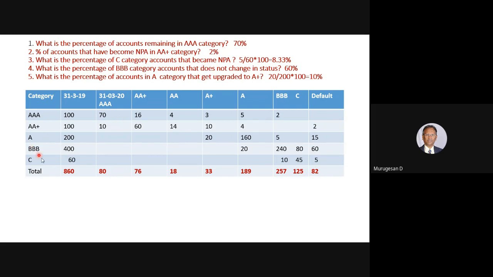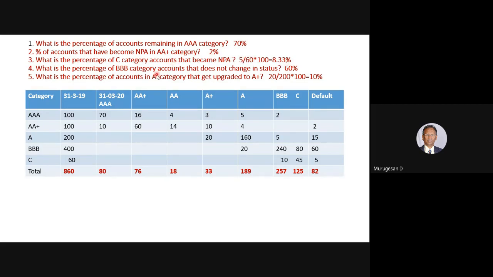Third, what percentage of C category accounts have become NPA? C category, 60 was originally last year, and 5 have become NPA. So 5 divided by 60 into 100, 8.33% of C category accounts have slipped to NPA. The question will be in any format.